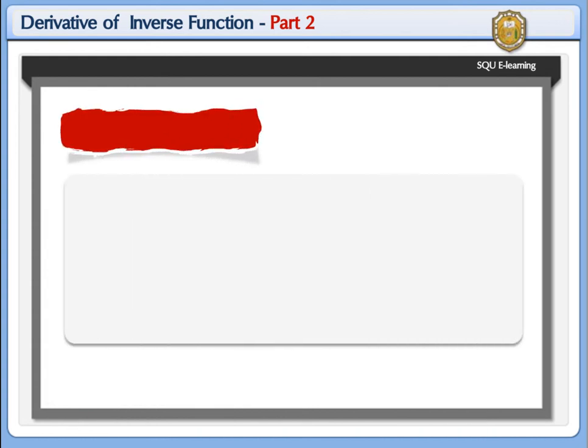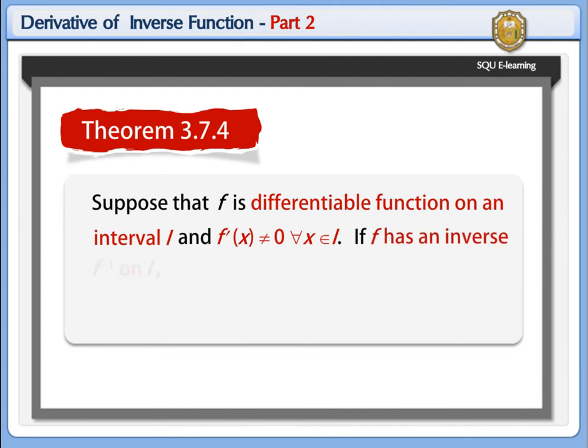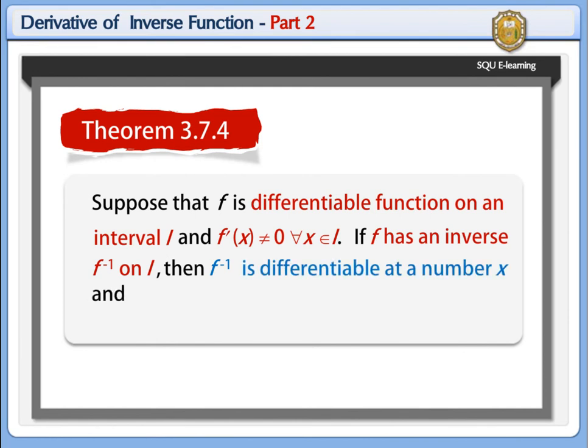This is going to be the content of theorem 3.7.4. In this theorem, it says that suppose that f is a differentiable function on an interval I, and f prime of x is not equal to 0 for all points x inside the interval I. Now, if the function f has an inverse function on I, then the inverse function is differentiable at a number x, and the value of the derivative at this point x of the inverse function, d over dx of f inverse at x, is equal to 1 over f prime evaluated at f inverse at the point x.